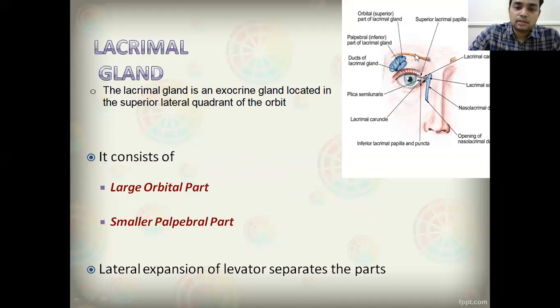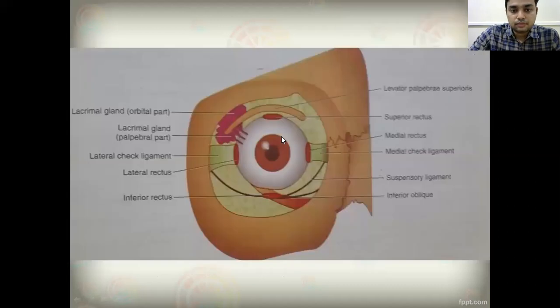These two are separated by a muscle called levator palpebrae superioris. The lateral expansion of this muscle separates the lacrimal gland into two parts, that is the large orbital part and the small palpebral part. So in this picture you can see this is the muscle. Here is the lateral expansion of the levator palpebrae superioris muscle. The pink one is the lacrimal gland, which this muscle separates into a superior orbital part and an inferior palpebral part.